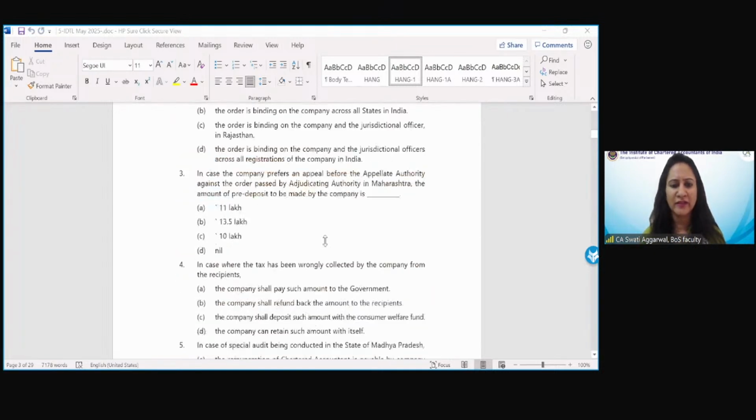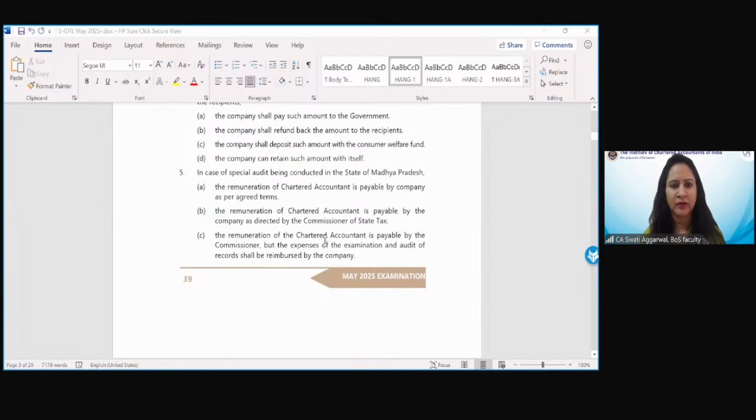Then coming to the next question. In case of special audit being conducted in the state of Madhya Pradesh, option A, like whenever we have any options after such a statement, it means which of the following statements is the most appropriate one that you have to reply. Option A, the remuneration of chartered accountant is payable by company as per agreed terms. Option B, the remuneration of chartered accountant is payable by the company as directed by the commissioner of state tax.